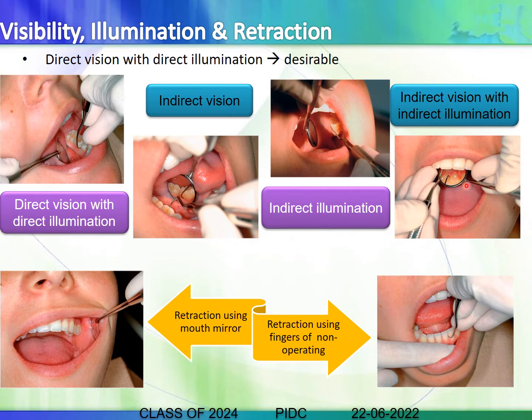In the anterior parts of the periodontal aspects, mainly indirect vision with indirect illumination will work out for viewing that area. Retraction is carried out using mouth mirrors or the fingers of the non-operating hand.